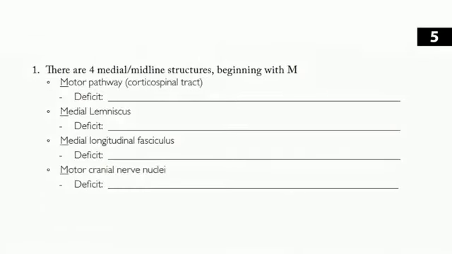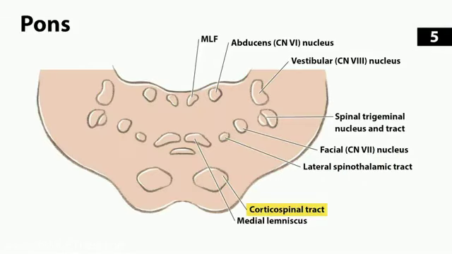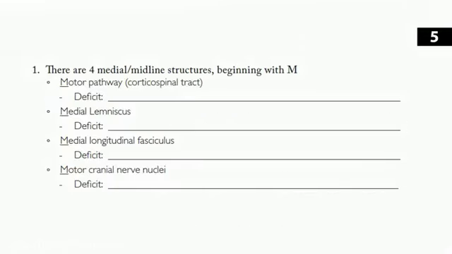The first 2 rules help you remember the long tract symptoms. The first rule says that there are 4 medial structures that begin with an M. So there's the motor pathway, which is the corticospinal tract. So go back and look at the diagrams of the brainstem. The corticospinal tract is located in the medial pons and in the pyramids of the medulla. And what kind of neurological deficit would you expect from a lesion of the corticospinal tract? Weakness of the contralateral arm and leg.